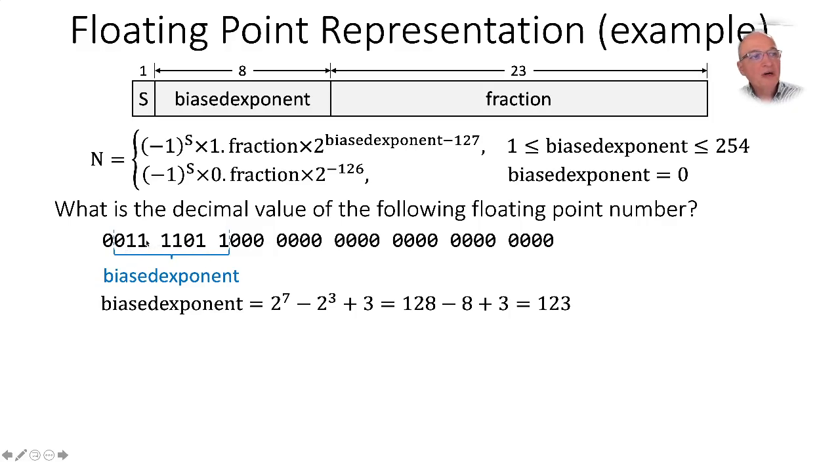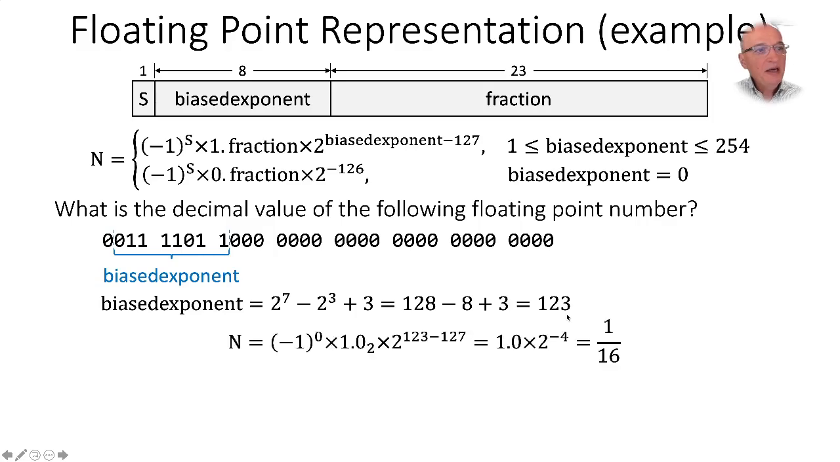Look, I have 4 ones here. I'm going to say this value here is 2 to the 7 minus the value of this bit here, that's 2 to the 3, plus here I have 1 and 2, so plus 3. Using that knowledge that those 4 ones can be represented by 2 to the 7 minus 2 to the 3, this will be 128 minus 8 plus 3, which is 120 plus 3, 123. So the bias exponent is 123 in this number, and I now need to compute the value of the number.